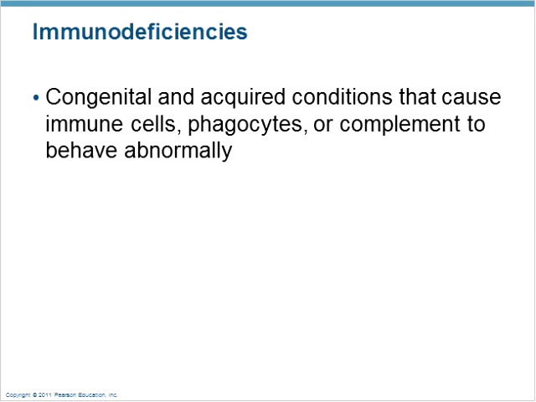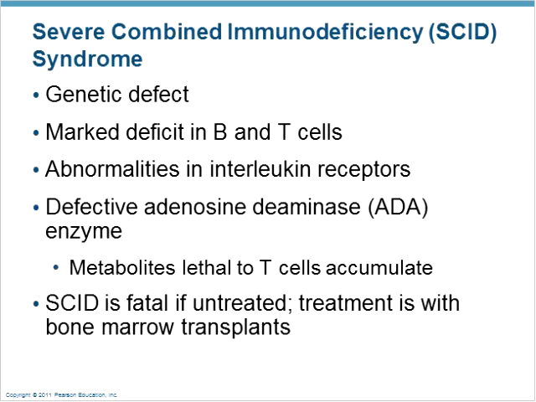Immunodeficiencies are congenital and acquired conditions that cause immune cells or phagocytes or complement to behave abnormally or to not work functionally. So immunodeficiencies are where the immune cells, phagocytes, or complement aren't able to do what they would do in a normal person. B cells don't work well, T cells don't work well, not quite doing what they need to. There's also severe combined immunodeficiency syndrome. We'll talk a little bit about that.